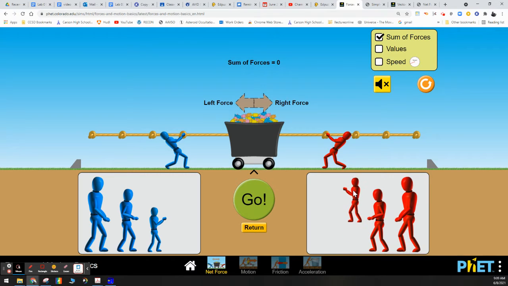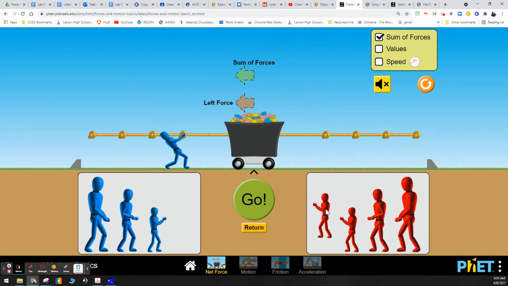Now let me throw another guy here. So we have two guys that look like they're equal in their force application. Notice here, these arrows can also be used to represent vectors. Vectors show magnitude and direction. So see the size of this arrow here. That tells you the magnitude, or how big the force is.